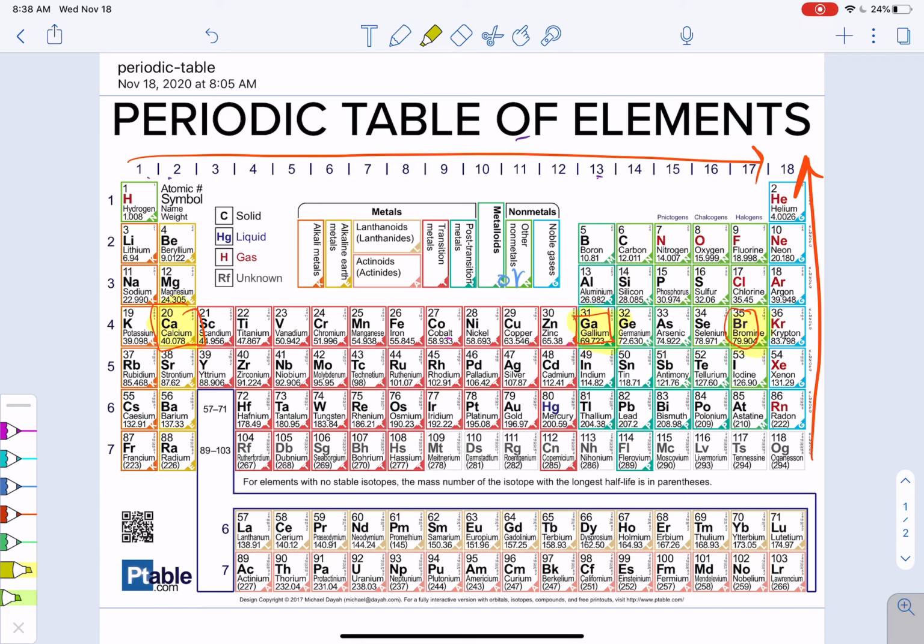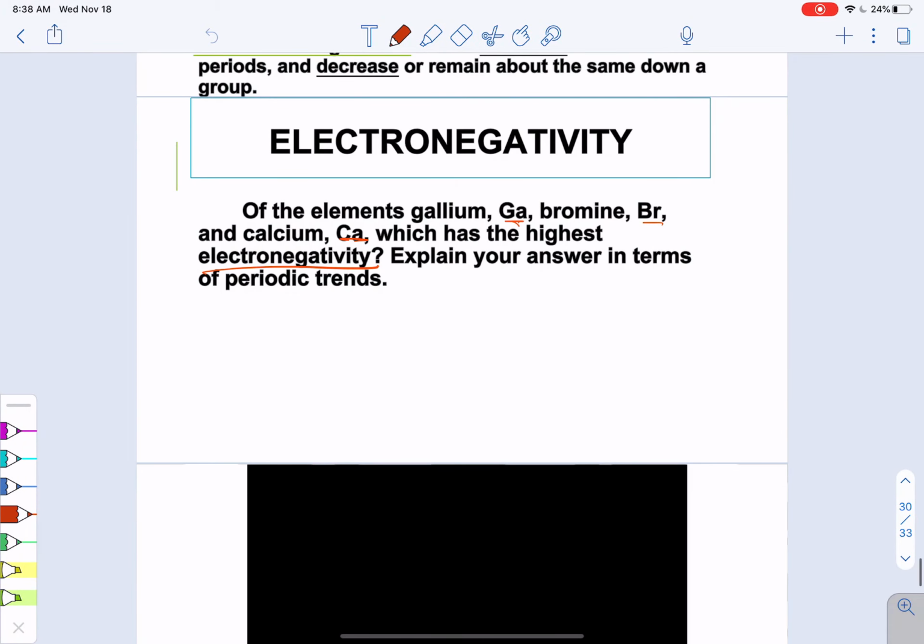Okay, well, according to the arrow, we have low to high. So if we're going to rank them in order, we would put calcium, gallium, and bromine, because calcium's on the low side and bromine's on the high side. So what that means is in a bond, bromine will pull the electrons toward itself a little bit more. Which one has the highest? We said it was calcium, gallium, bromine, with bromine being the highest.